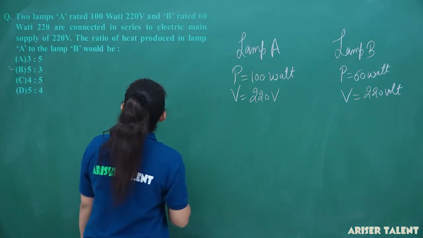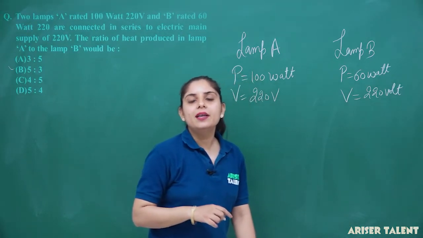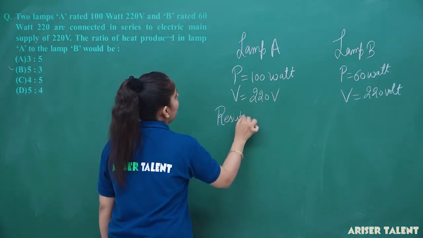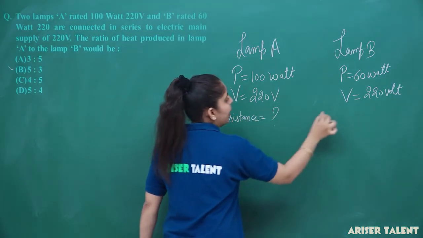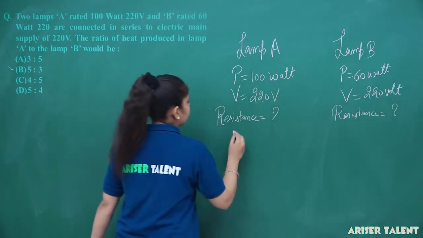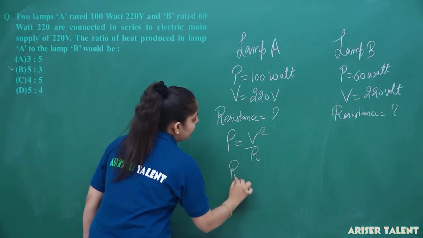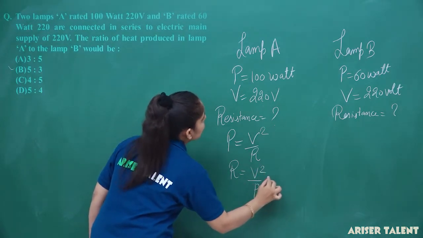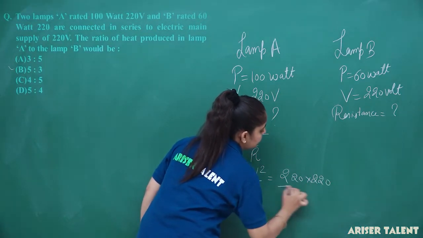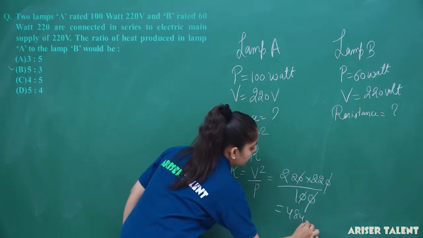Now, if you have to calculate the heat produced in A and B, firstly, you have to calculate the resistance of the circuit. You have to calculate the resistance in both cases. Power has a formula that is equal to V square upon R. So, R must be equal to V square upon P. It came out to be 220 into 220 upon 100. 0 must be cancelled by 0 and it is equal to 484 ohm.